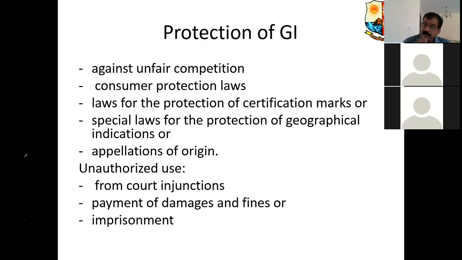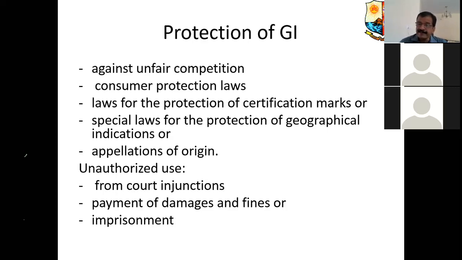Similarly, there are special laws for the protection of geographical indications. Special law means that it is unique: only that product can be made with those people, with that technique or skills. That kind of laws are there in various nations.